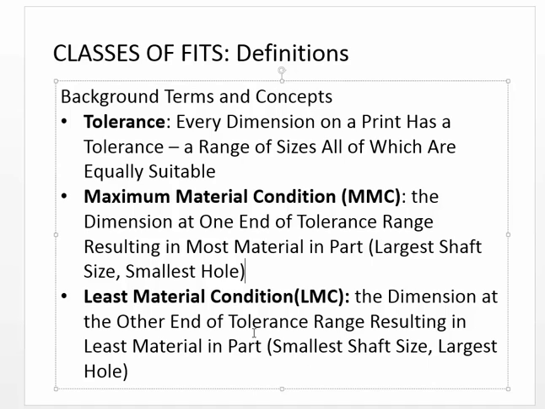Least material condition is the opposite of max material condition. Least material condition is when a part weighs the least or has the least material in it. So it's the smallest size on a shaft and it's the largest size on a hole.